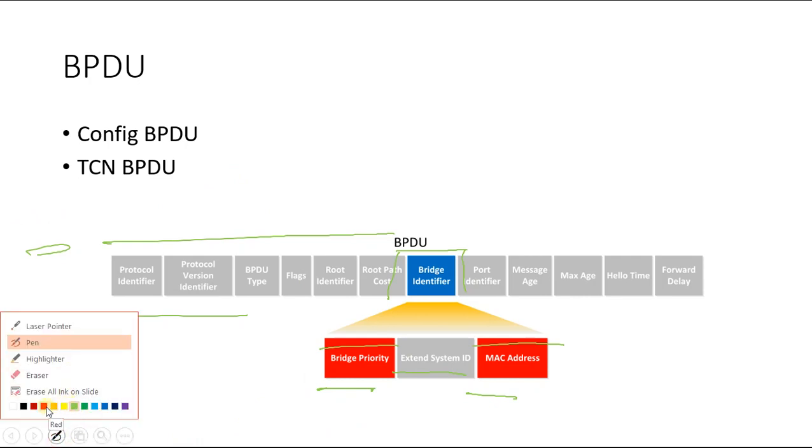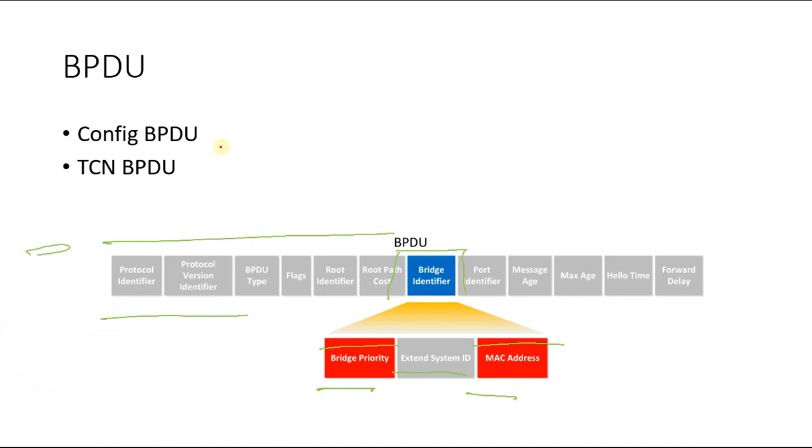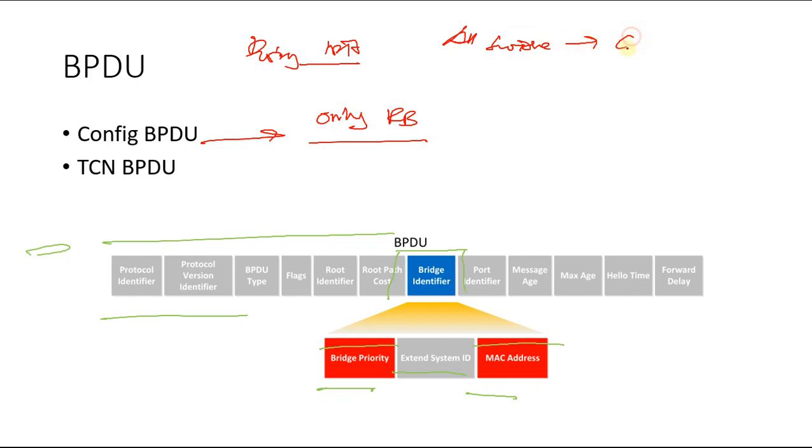So we can summarize here. In config BPDU, only the root bridge actively sends configuration BPDUs after the network topology becomes stable. But during initialization, during the init state, all switches send the config BPDU. But after the root bridge is selected, only the root bridge sends the config BPDU.